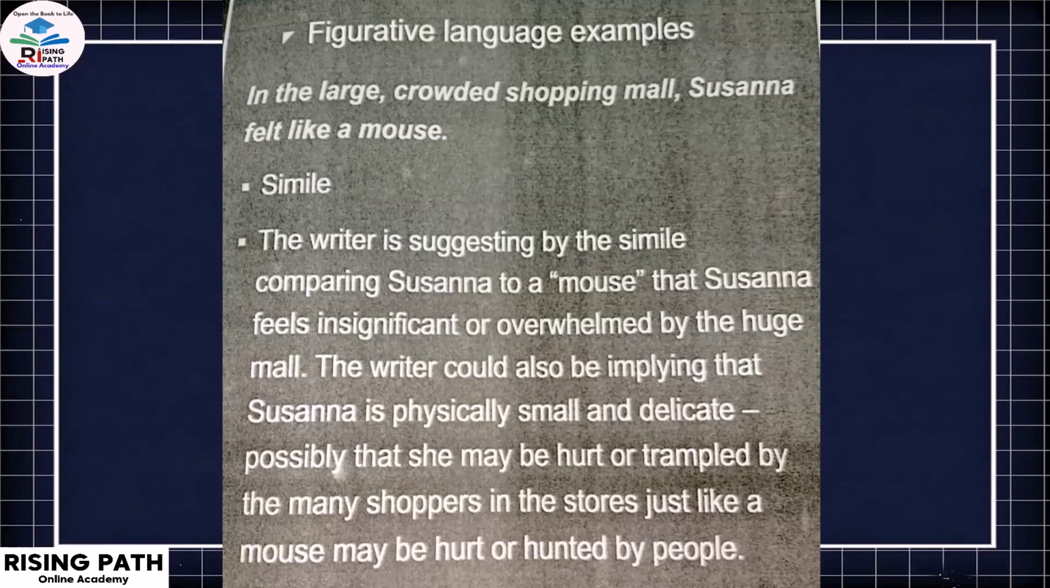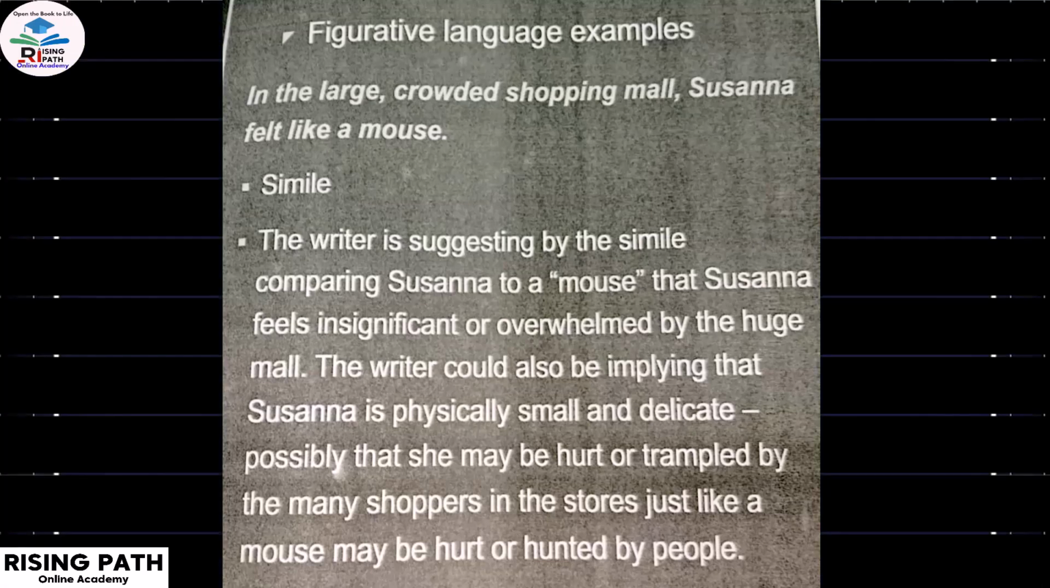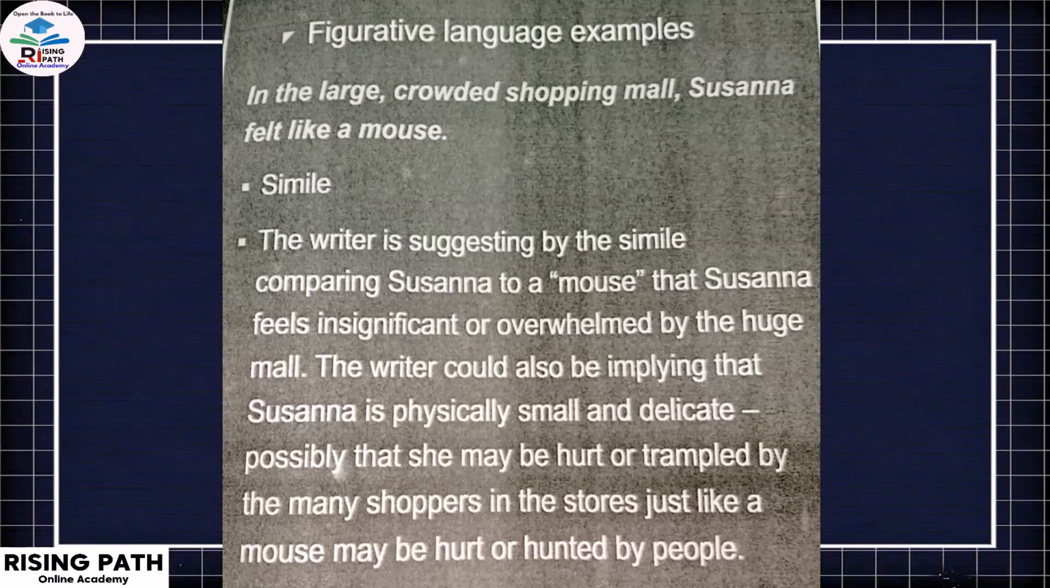So let's read the answer that is in a paragraph. It's slightly lengthy because it is an explanation, but you have to abide by the space provided. That is very important. So let's read the sample answer. The writer is suggesting, by the simile comparing Susanna to a mouse, that Susanna feels. So this is the explanation. You may start with: Susanna feels, the writer suggests. So how to begin? This is also important.